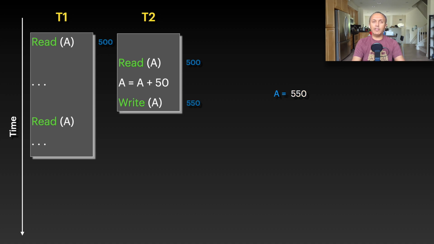So T2 is completely done. This value is committed. Now T1 wants to read A again. So now it's reading 550. So this is not a dirty read, right? Because it read a committed value. So we don't have a dirty read problem here. However, from a T1 perspective, it read A multiple times, and each time it got a different value. So we call this a non-repeatable read. This may or may not be a problem, again, depending on your application and depending on what you're doing with the data.